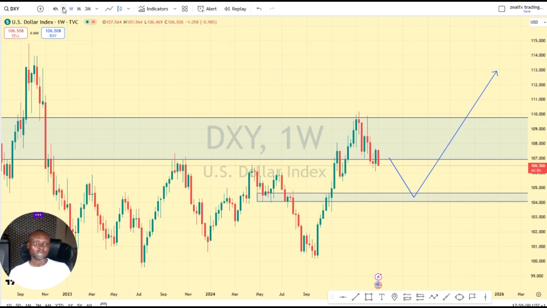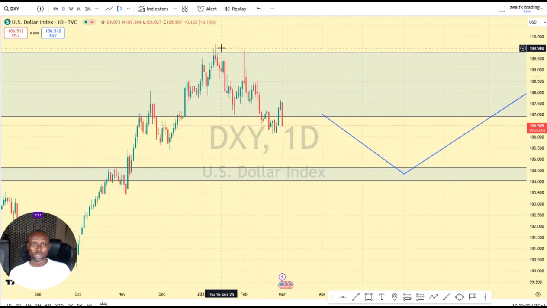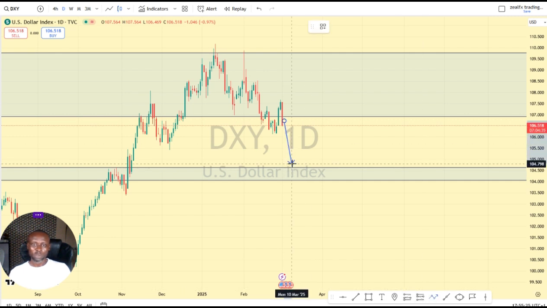So let's look at the daily chart of the dollar index. On my daily chart, you can see that we have a downtrend structure on the dollar index. So long as we have a downtrend structure, we expect the dollar index to drop to this monthly support level before we look out for any possible buying opportunity. So we're looking for a selling opportunity to this next monthly support level. Then if price fails to break below it, we look for a buying opportunity. If price breaks below it, that means the selling opportunity will continue for the dollar index.